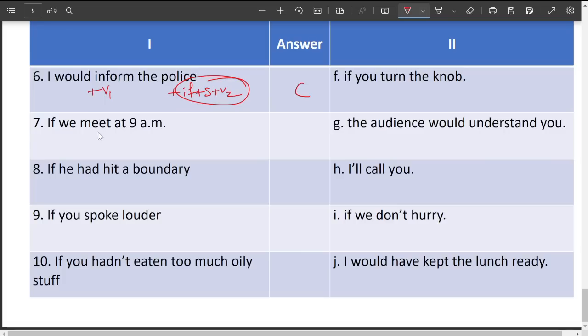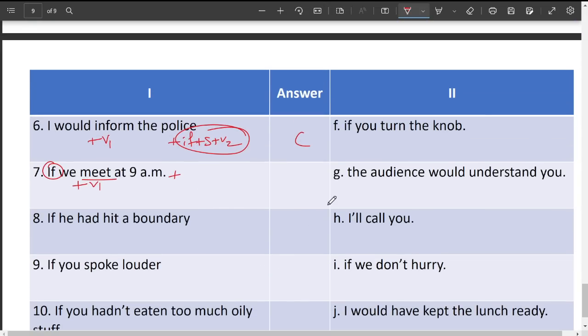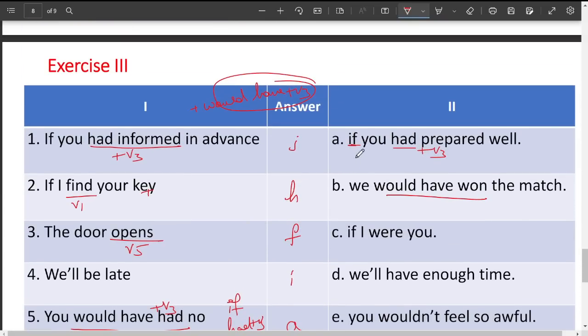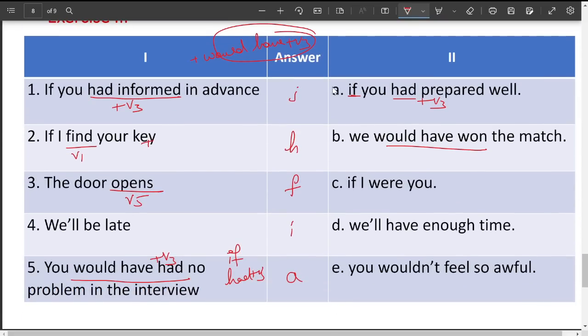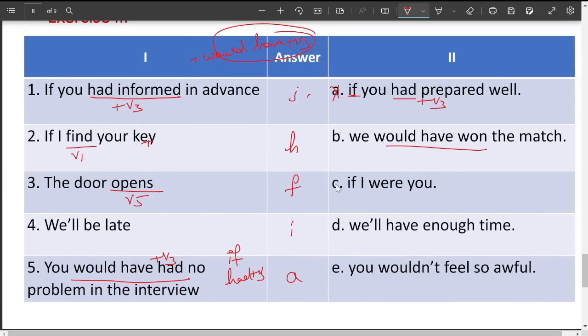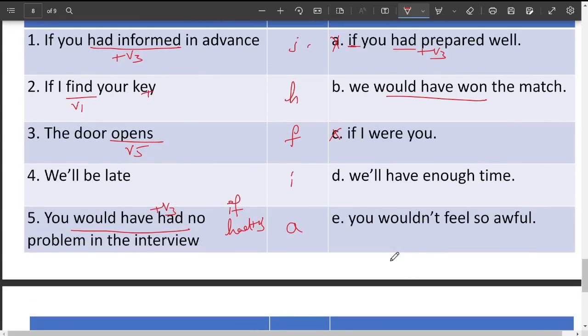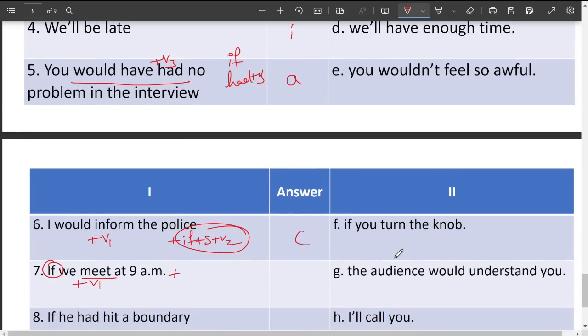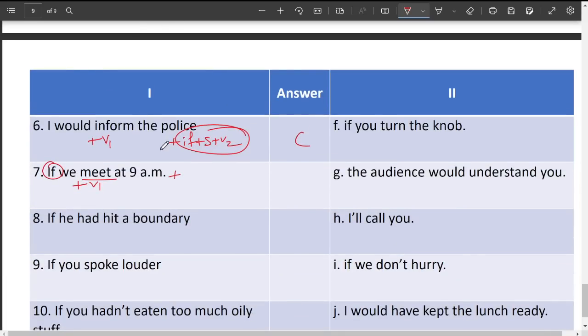Next, if we meet at 9 a.m. If we meet comes with subject plus V1. Now on the continuation, if is already given, right? So on the other side you need will or shall plus V1. What can we use here, if we meet at 9 a.m.? Already A is over, right? Did we also use C? Yes, C is also already over. Again, we need not check C. Next, did we use E here? No, not yet. So we have to use E.